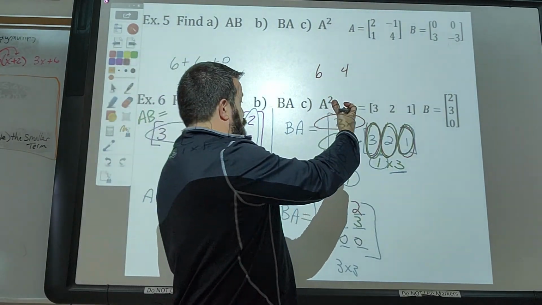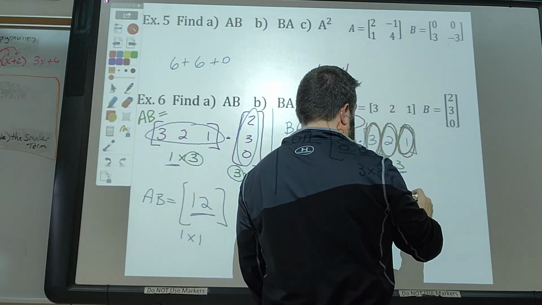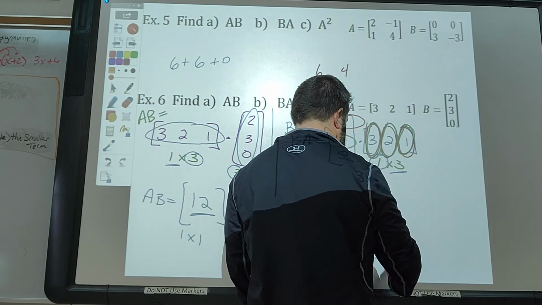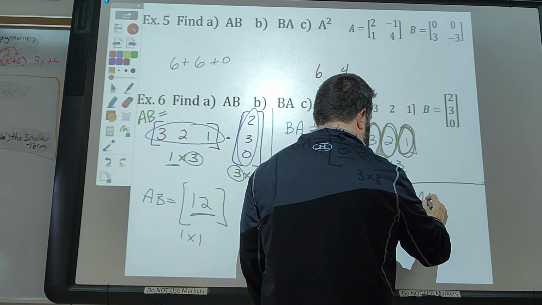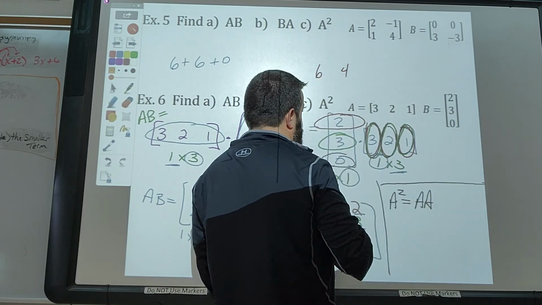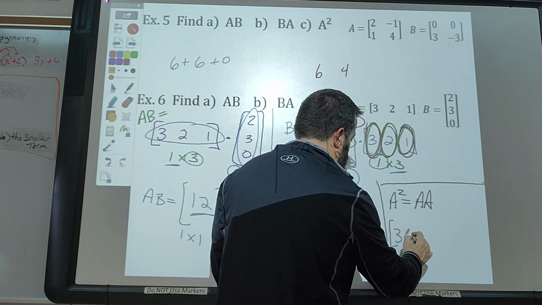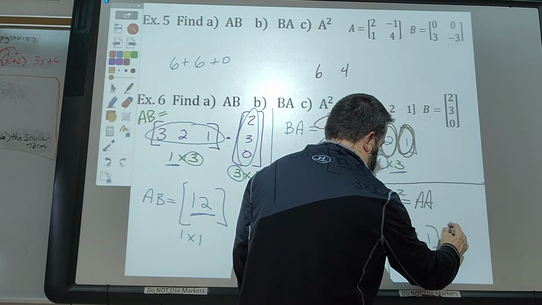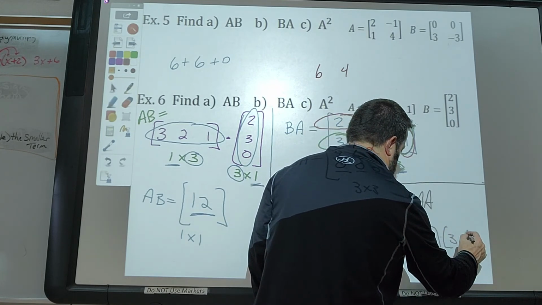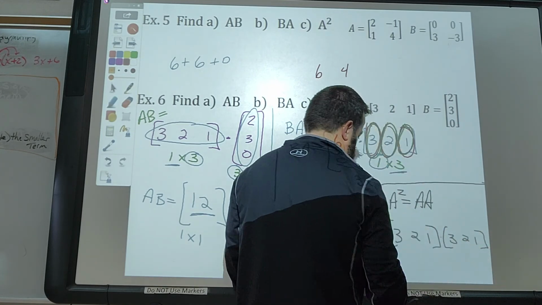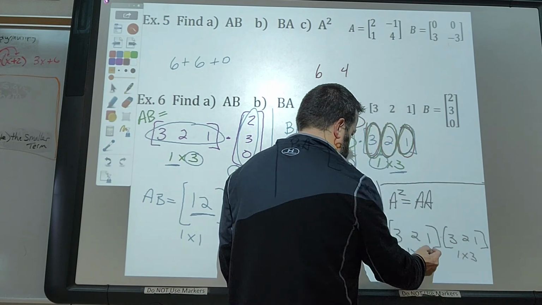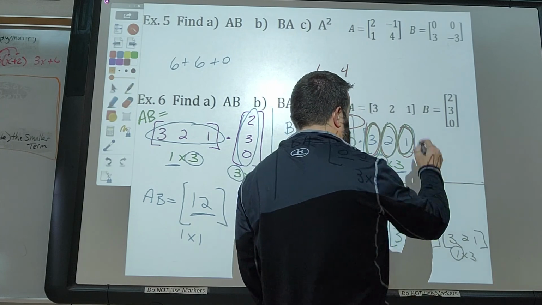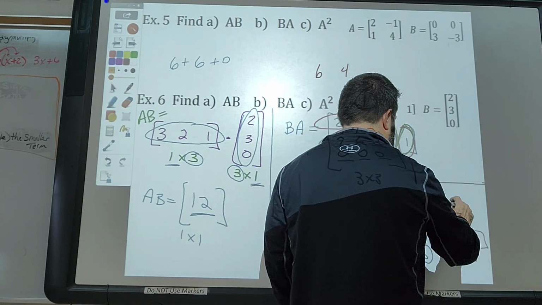Then you get the third one, which is A squared. So to do A squared means A times A. So I would be taking 3, 2, 1 times 3, 2, 1. This is a 1 by 3, and this is a 1 by 3. The inner dimensions are not the same, so this one is not possible.